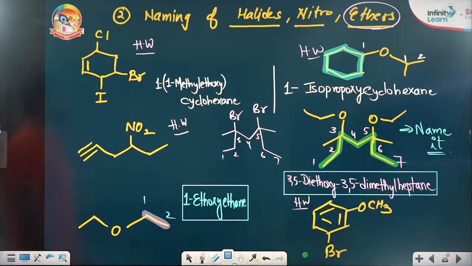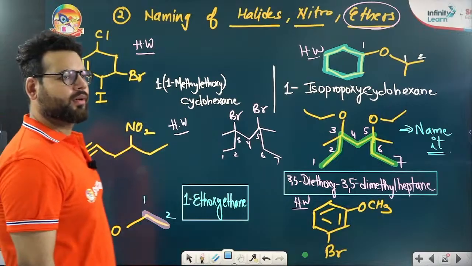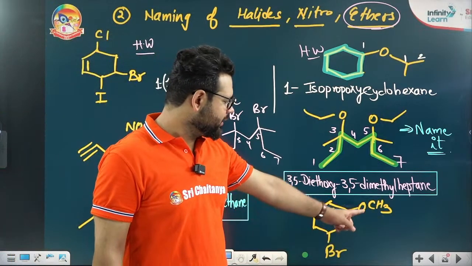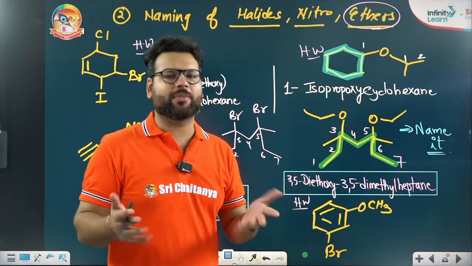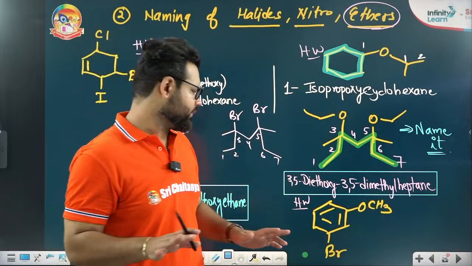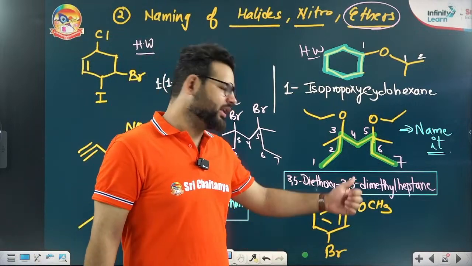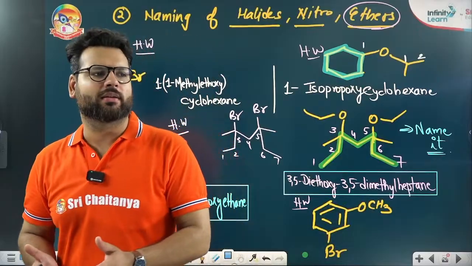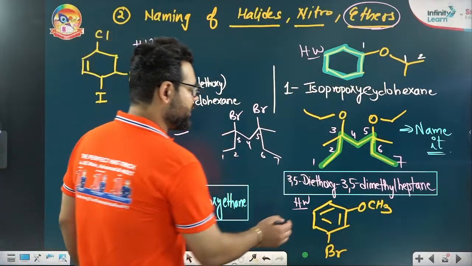Okay. Is it clear? This one is a bromo and a methoxybenzene. Now name it yourself as homework. Okay, 1-bromo, 3-methoxy benzene. It's a benzene.